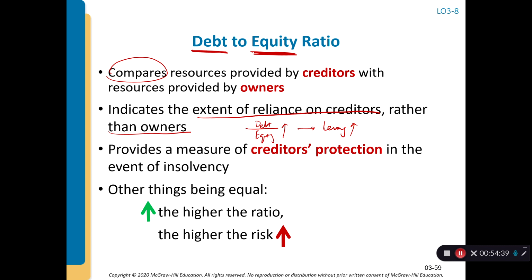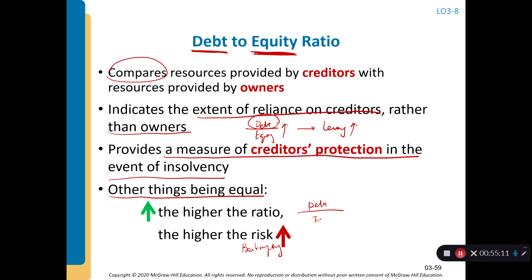Means that a lot of the resources is coming from debt instead of equity, right? So therefore, this ratio provides a measure of creditors' protection in event of insolvency, right? With everything else equal, the higher the ratio, the higher the bankruptcy risk is. Because the higher this ratio means the more debt this company is owing, right? And therefore the more likely it is to fail, have default risks, and therefore the higher risks.